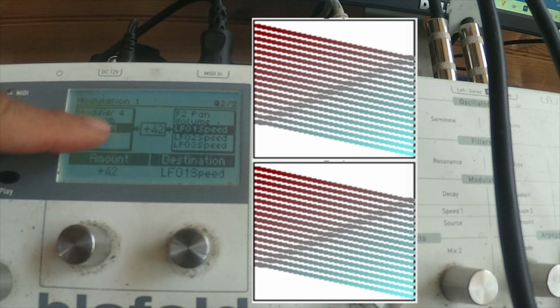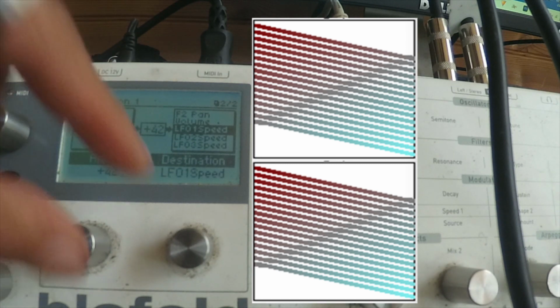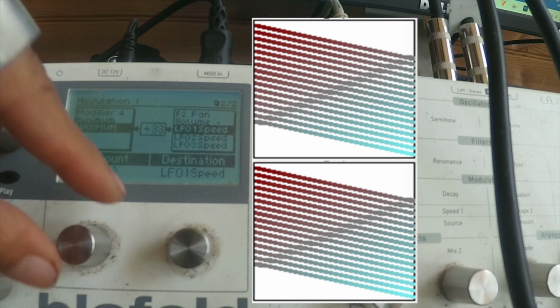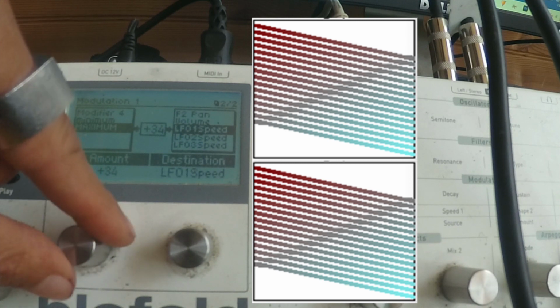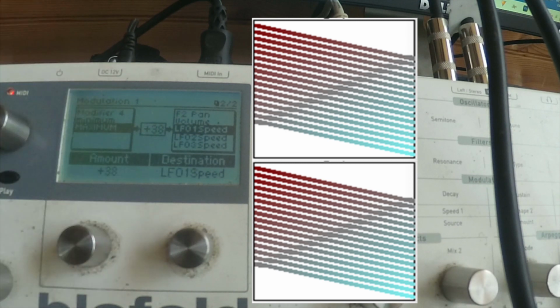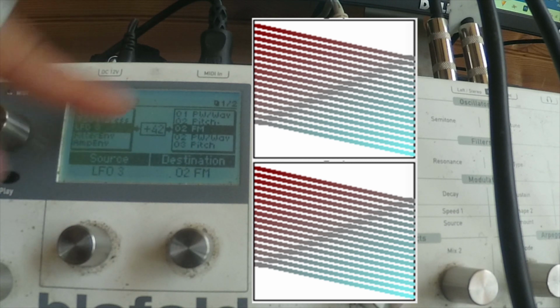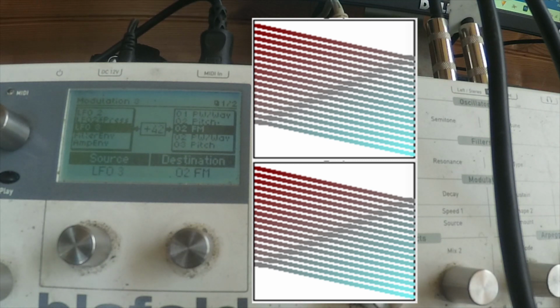Now, modulation 1, maximum is going to LFO 1 speed plus 42. Now, turn down to 38. My knob is wonky. Okay, so let's talk about modulation 2. LFO 2 is going to oscillator 2 FM, and that's plus 42. LFO 3 is going to oscillator 2 FM, and that's plus 42 as well.